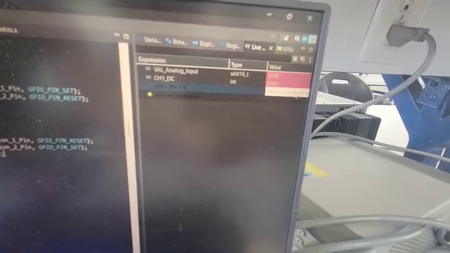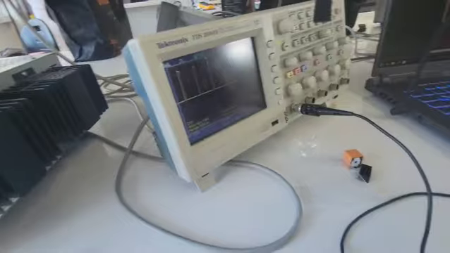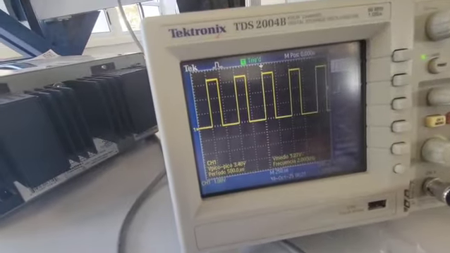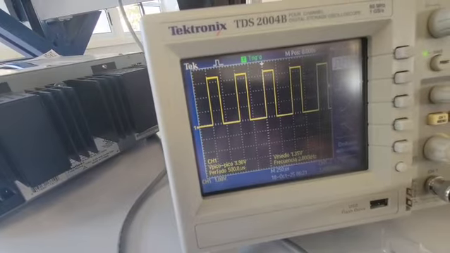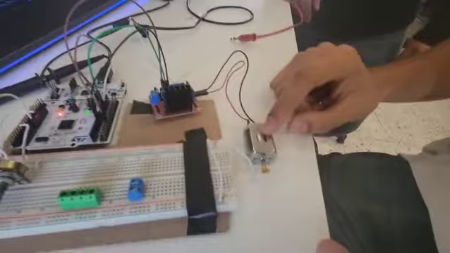Now to the other side, the motor turns to the other side too. And the duty cycle changes, and the motor direction too, as in here.